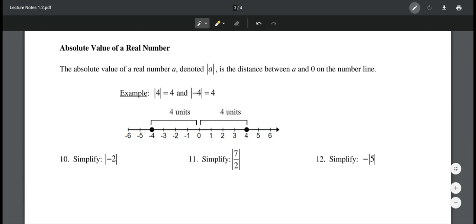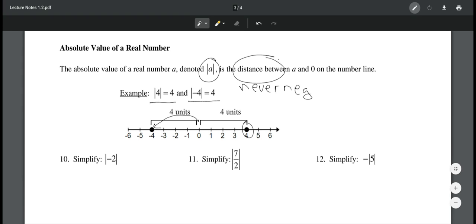Absolute values of real numbers. They are denoted with these vertical bars on each side of the number. And this is the distance between A and 0 on a number line. So if you notice, they give you the example that I gave you just a minute ago with 4 and negative 4. You are 4 units away. Distance is never negative. So on this number line, I am 4 units away from positive 4, and I am 4 units away from negative 4. So if you notice, the absolute value of 4 is 4, but the absolute value of negative 4 is also 4.